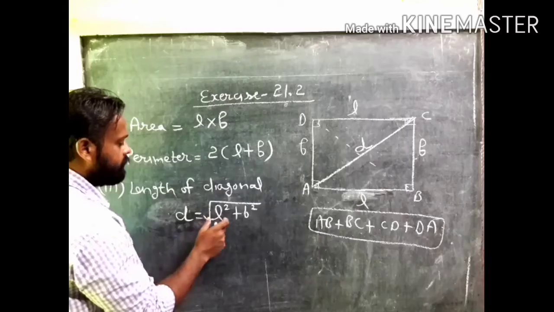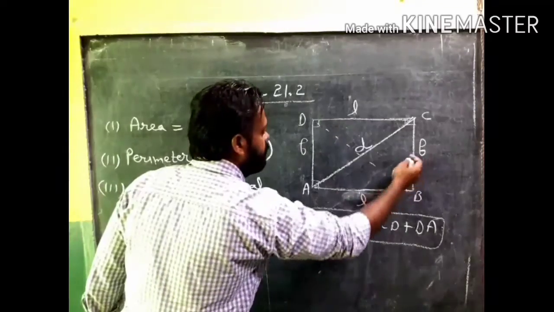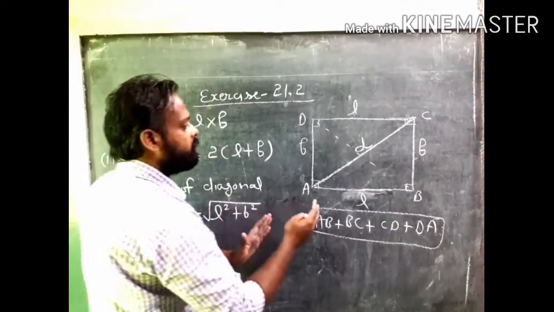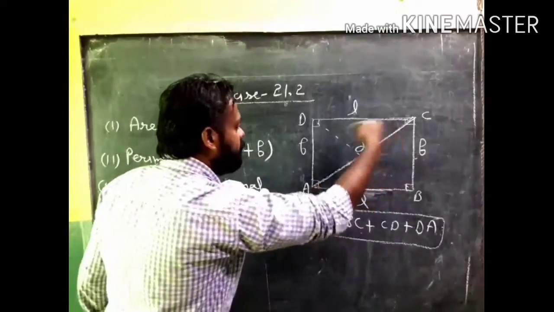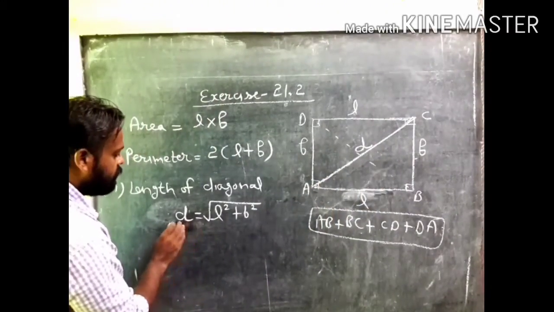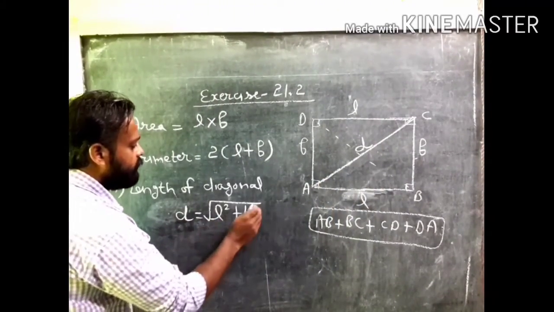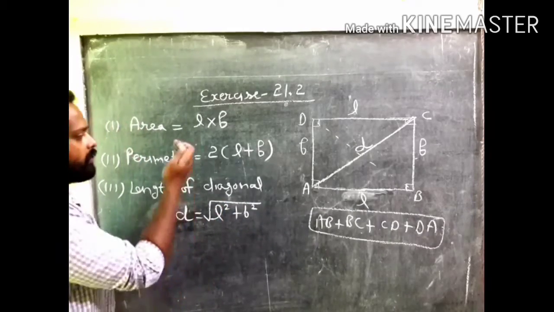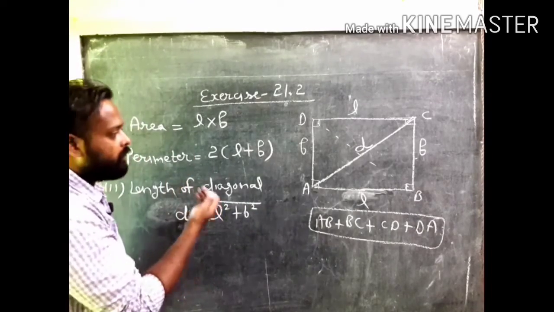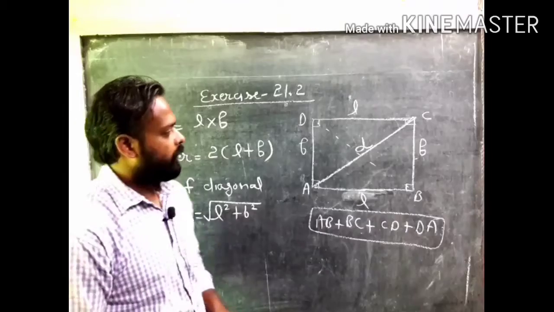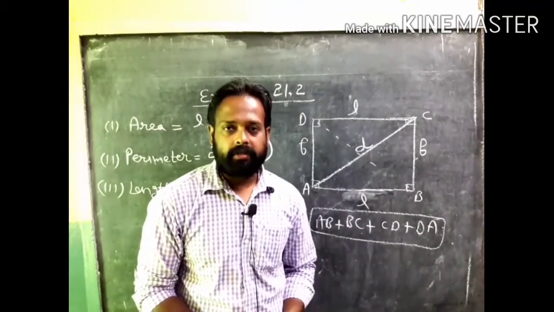Simply, we first find the squares of L and B, then add these terms, and after that we find the square root. So D is equal to the square root of (L square plus B square). These are the three formulas that we have to apply in this exercise. Now I am going to start the sums.